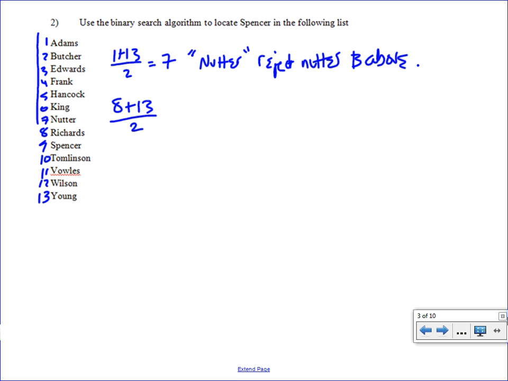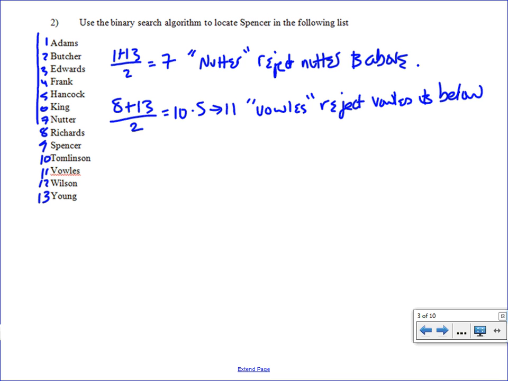Don't actually trust myself to do anything involving adding at all. 10.5. So that rounds up to 11. We always round up. 11 is vowels, and we want Spencer. So we're going to reject vowels and below as well. So that's all of them rejected.